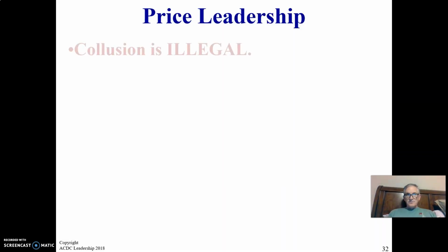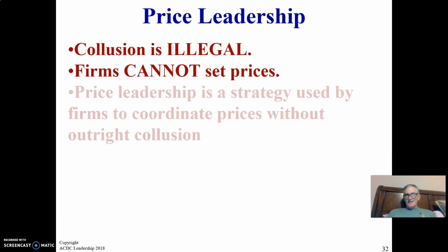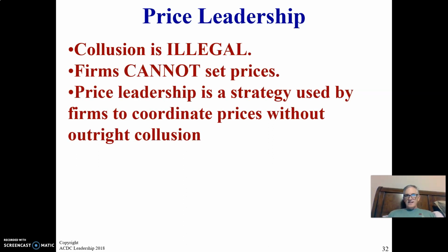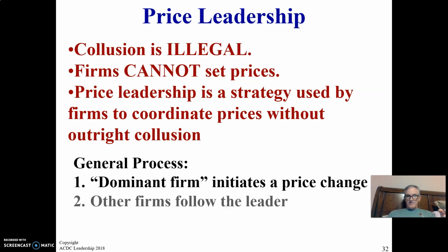Collusion obviously is illegal. Firms cannot legally set prices. So price leadership is a strategy used to be able to coordinate the prices without just flat out talking about it. The general process is the dominant firm, the QT, initiates a price change. Their gas was $2.04. They make it $1.99. Well, what is the firm on the other side of the street going to do? The firm on the other side of the street is obviously going to have to follow their pricing strategy.